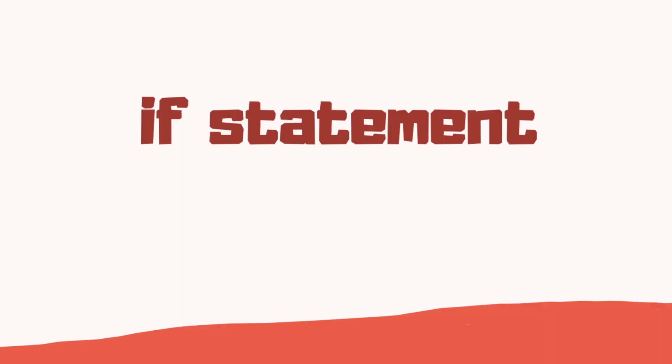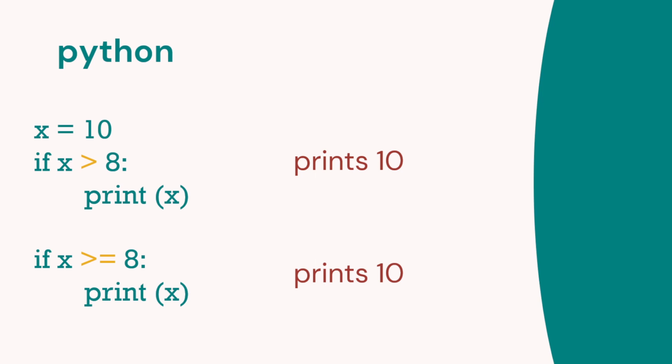So we start off with the simple if statement. Here in Python we have x equals 10. Now the if statement: if x is greater than 8, it will print x, so it prints 10. The second piece of code says greater than or equal to. So 10 is greater than 8, so it still prints 10.